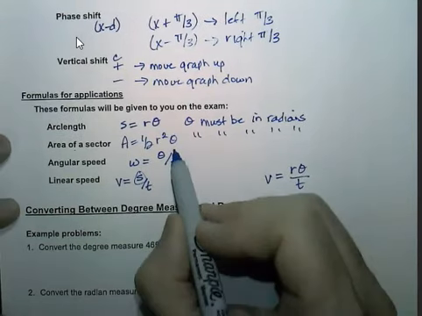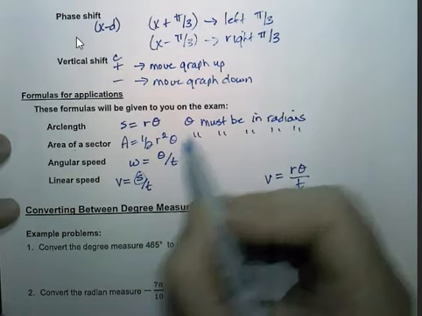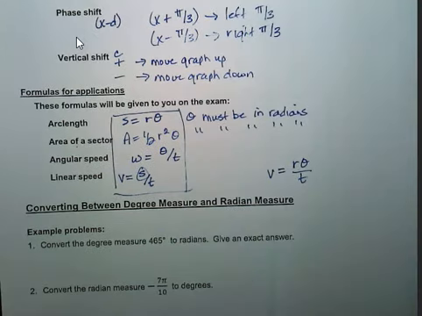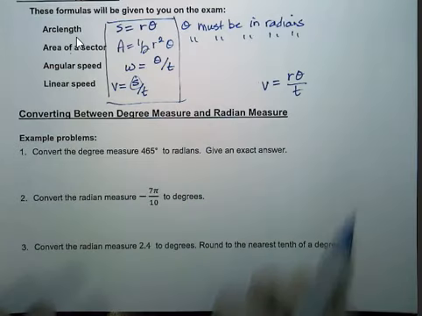As far as what you'll be given on the test, it will be these 4 formulas right here. You won't have this because you can get this from taking this s and replacing it with r theta. So don't worry about memorizing these formulas. What you need to understand is how to use them and what the different symbols stand for. Now let's do some example problems.